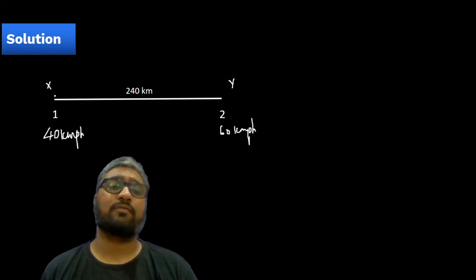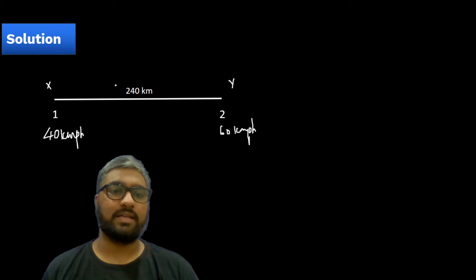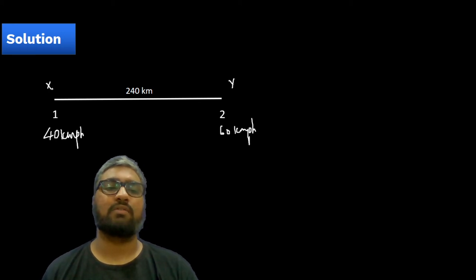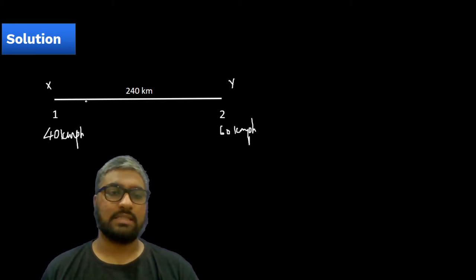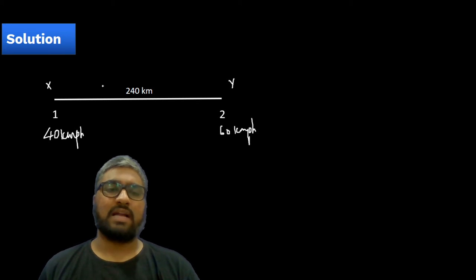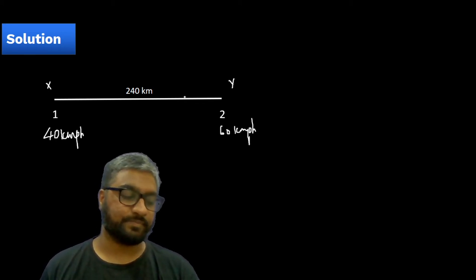The question says that first X travels for 1 hour, right? From 10 to 11, he travels for 1 hour. After traveling for 1 hour, Y starts. So both of these guys would meet somewhere in the middle. The question is, when they meet, how far has X traveled?